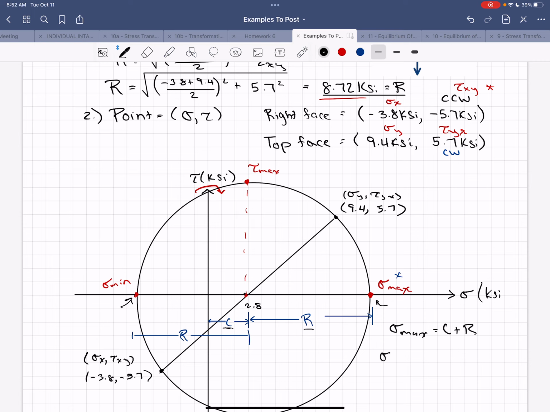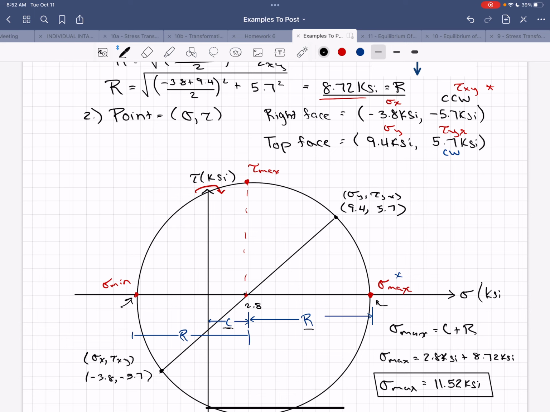So sigma max equals 2.8 KSI plus 8.72 KSI. And we get a sigma max equal to 11.52 KSI. Boom. 2 answers done for part B.